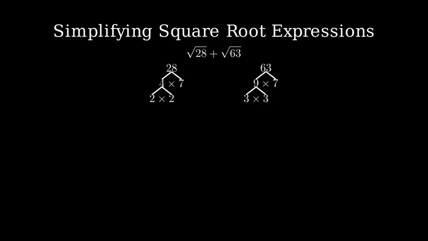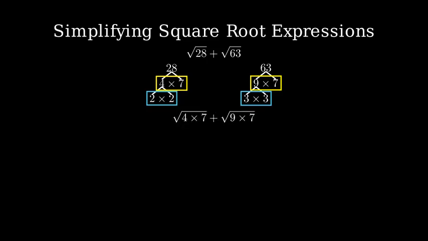For 28 and 63, we'll find their prime factorizations. For 28, we can see it factors into 4 times 7, and 4 further factors into 2 times 2. For 63, we can see it factors into 9 times 7 and 9 factors into 3 times 3.